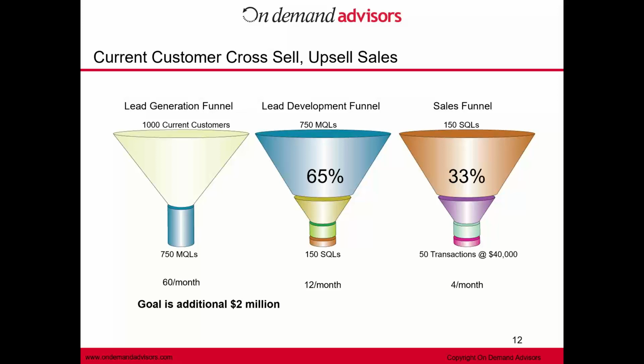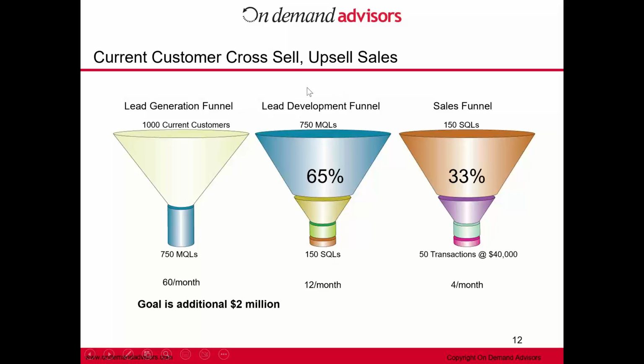The good news about selling to customers too is that your conversion rates in these funnels are typically much better than with new prospects. So in this case, we're going to need to create 50 new transactions. And if your conversion rate in your sales funnel is 33%, then you're going to need 150 sales qualified leads.